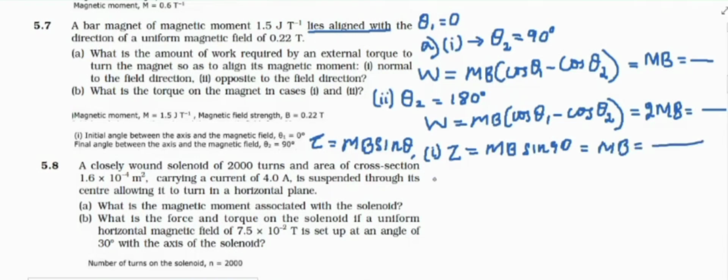In the second case, the angular rotation is 180 degree. So, torque is equal to MB sin 180. Sin 180 is 0. So, torque is 0.